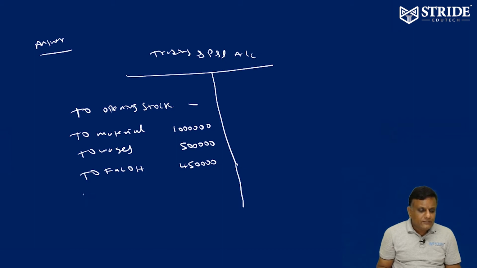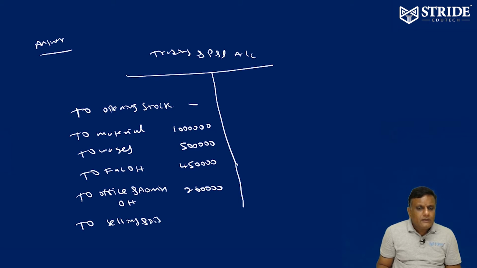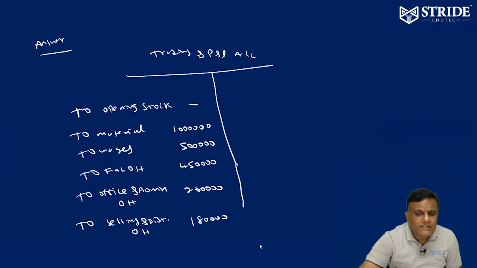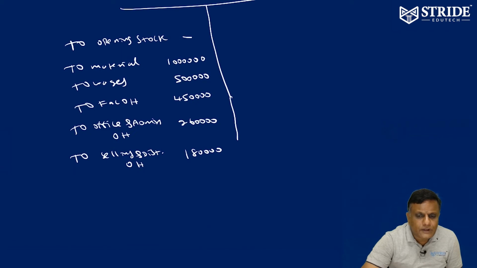Factory overheads incurred are given. To office and administrative overheads, 2,60,000 given. To selling and distribution overheads, 1,80,000 given. So these are the items in the financial accounts. Simply, we have to prepare the trading and P&L account to find the profit as per financial accounts.